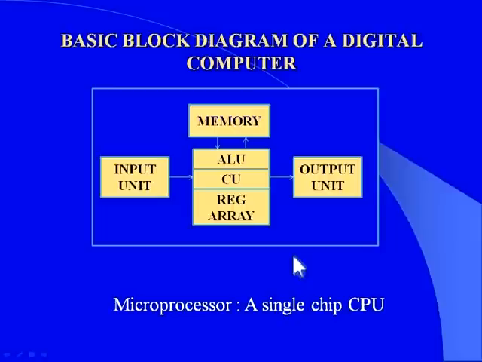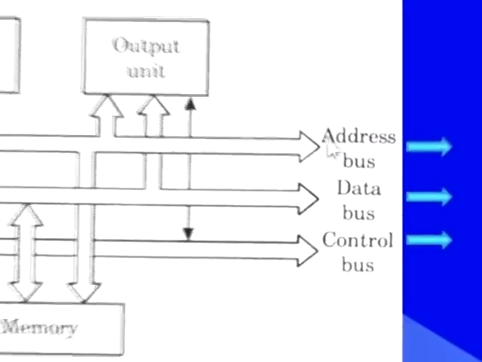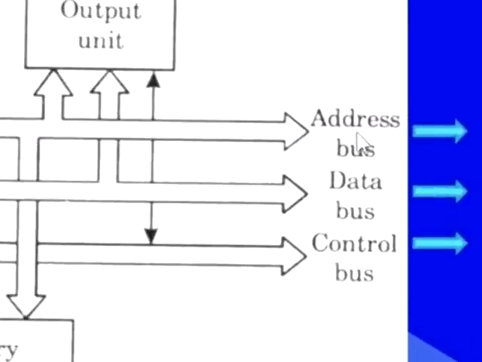The first important term which we should familiarize ourselves with is the bus architecture. The bus architecture consists of three different buses. Number one is an address bus, number two is a data bus, number three is a control bus. Irrespective of any processor, this bus architecture is a must.